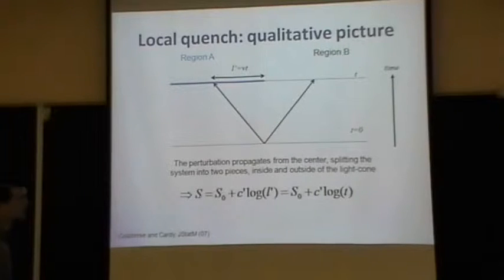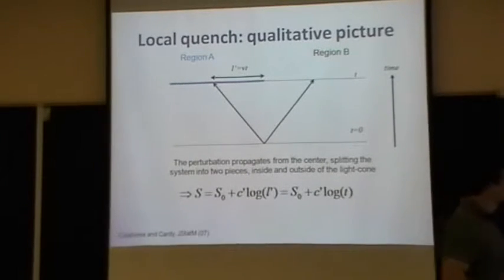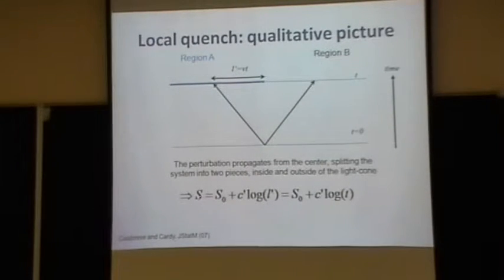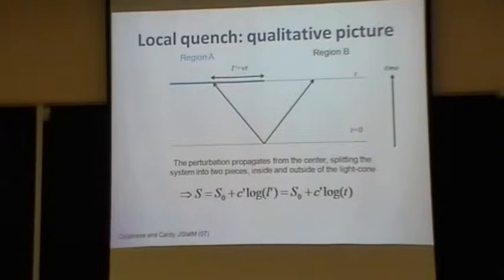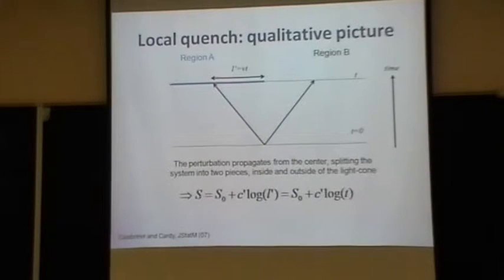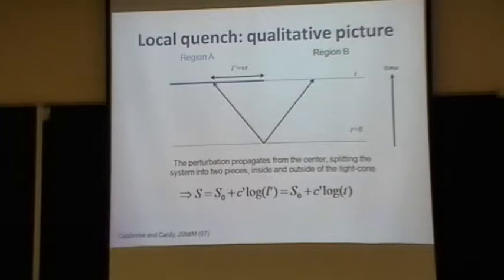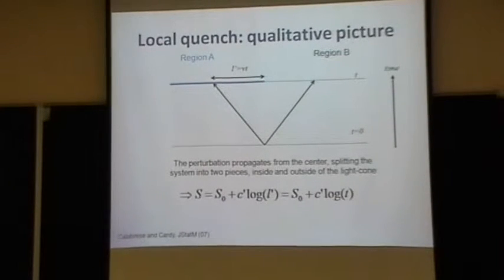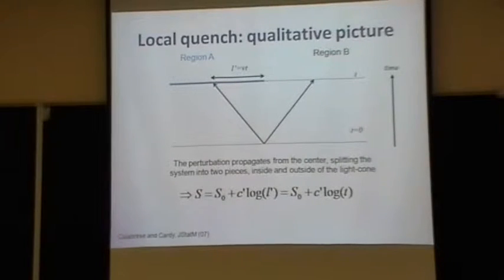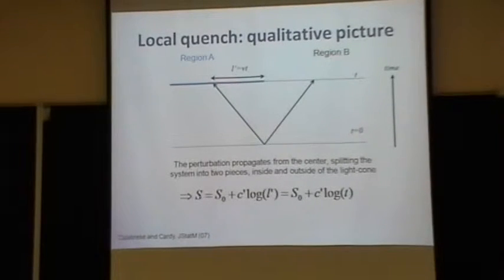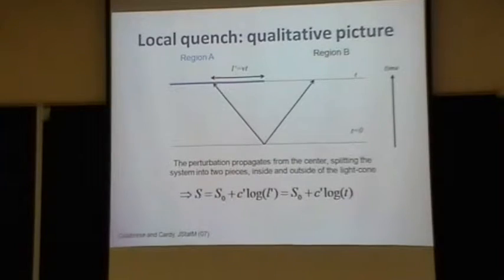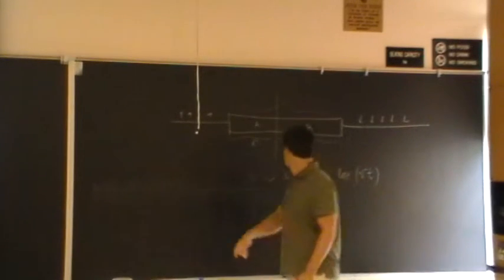Is this only for a critical system, or is that more general? This is for a critical system, yeah. This is from conformal field theory. We have seen this. But in general, it follows nicely for that system, at least in small blocks, I think. And this is log of V times T. So we see that the entanglement basically grows as a log of T.